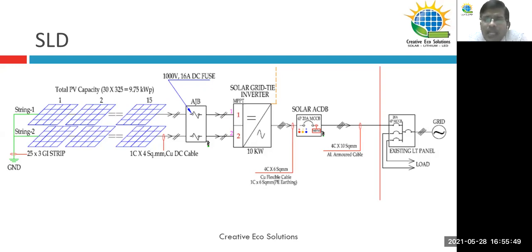Fine. So from the ACDB, again, it will be going to your control panel or the LT panel, which will be on the load side towards your meter. Right. So this is how the typical connections look like. And then remember, you have structure grounding. You have earthing for your structure, earthing for your inverter, and earthing for your ACDB.